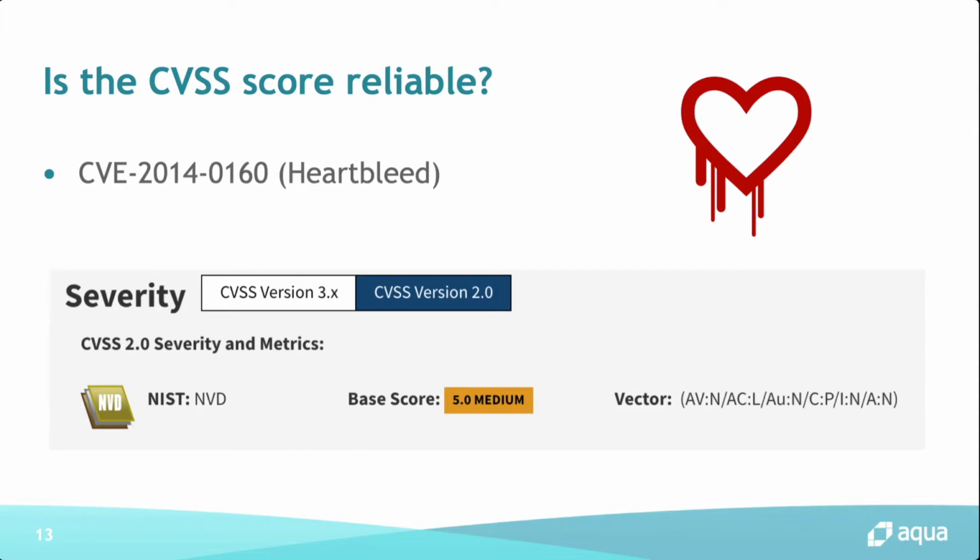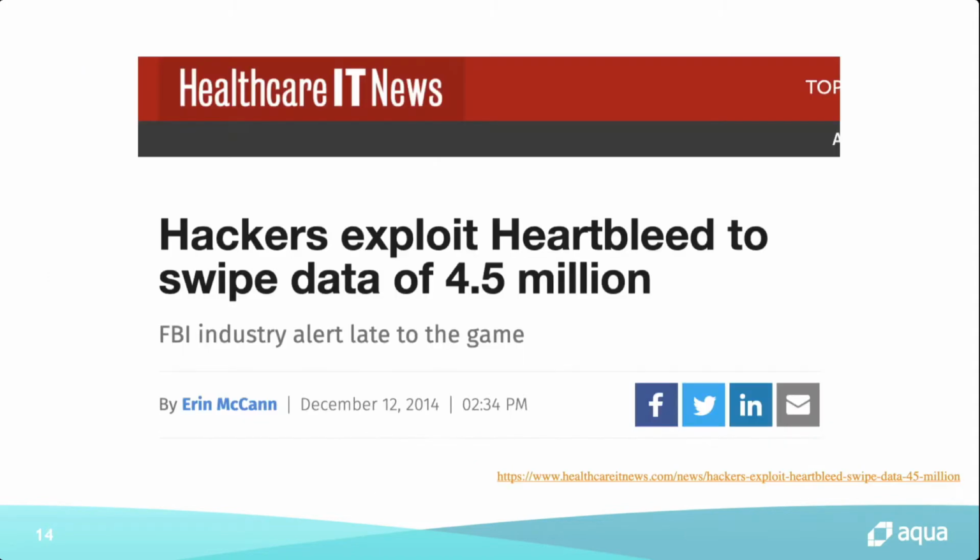In the case of Heartbleed, which affects OpenSSL, the CVSS v2 score is 5.0, medium. According to the CVSS score, it doesn't look like a dangerous vulnerability. Can we think of this vulnerability as negligible and ignore it? As noted in this article, hackers exploited this vulnerability. So, this vulnerability is not negligible.